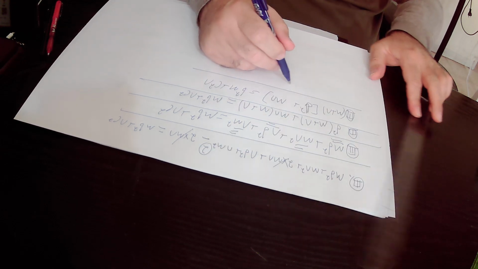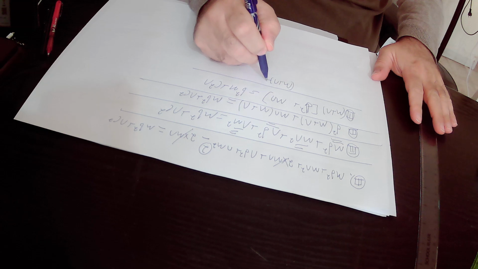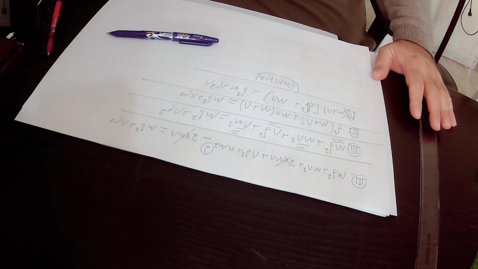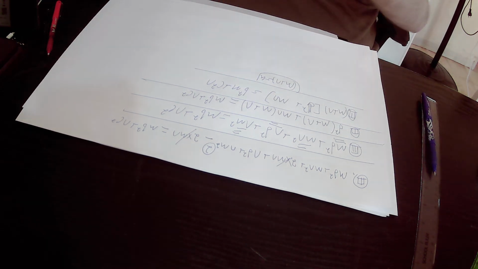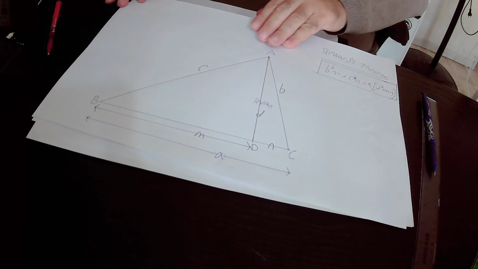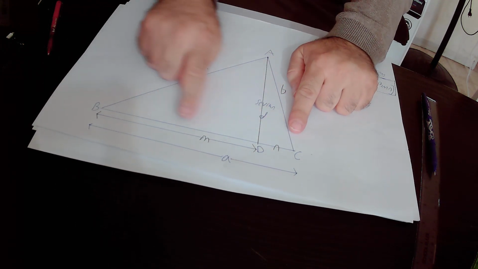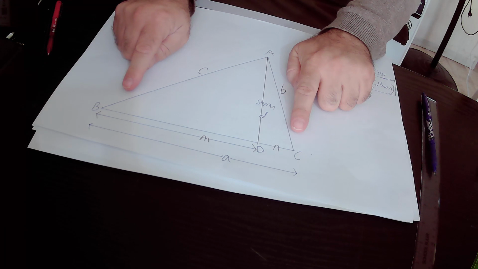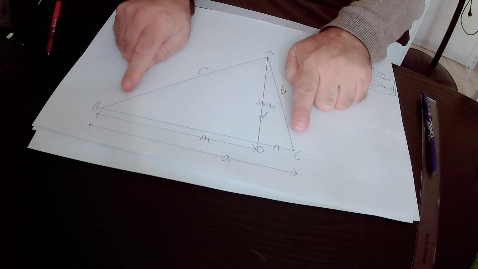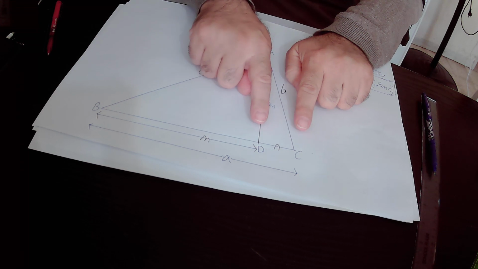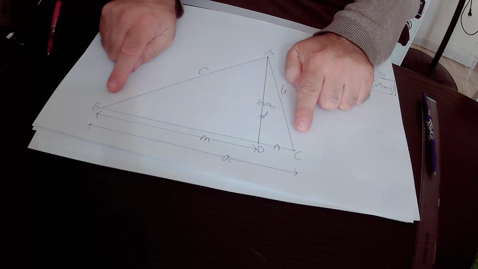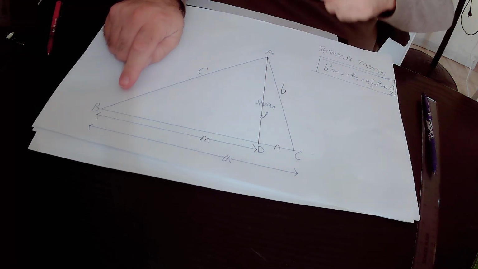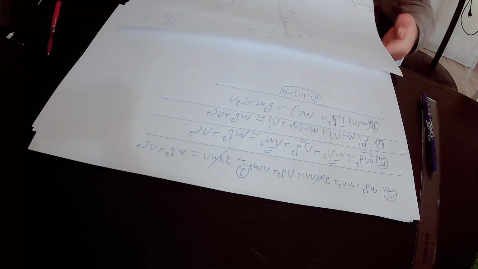Here m plus n equals a. It is very easy to see it in the drawing. In the original drawing, from one side BC equals a, from the other side BC equals BD plus DC, that is m plus n. So BC in total equals m plus n from one side, from the other side BC equals a, therefore m plus n equals a.